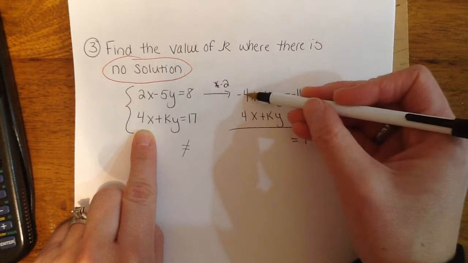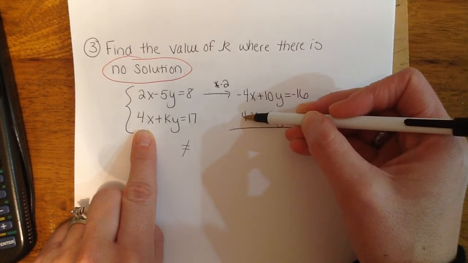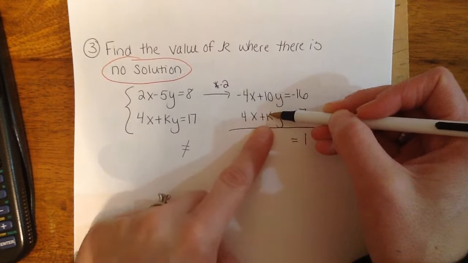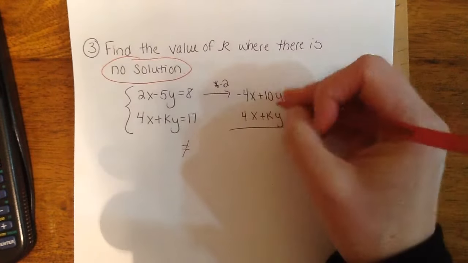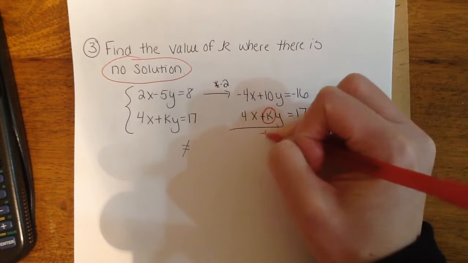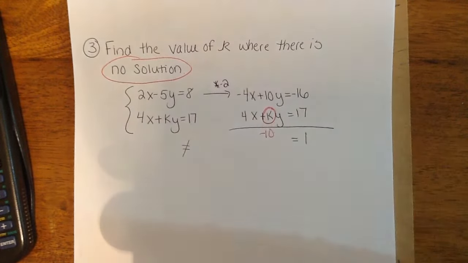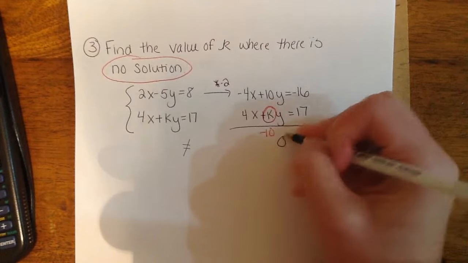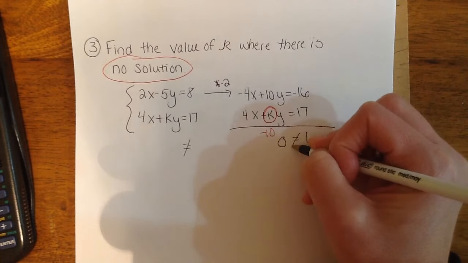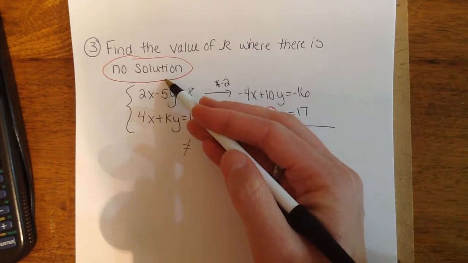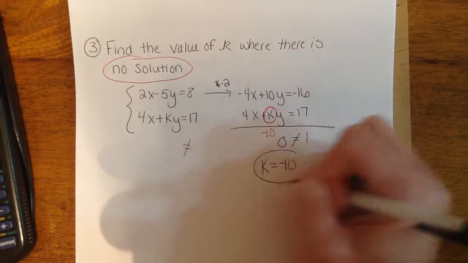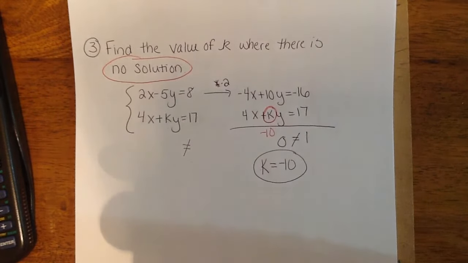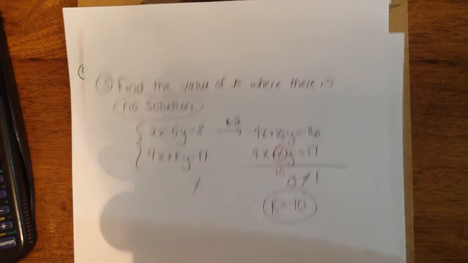Now, over here, notice this would become 0, which is what I wanted. But now the question is, what would k have to be? So in order for these to go away, the k value right here would have to be a -10. Then that would give me a 0 on the left and a 1 on the right, which is not true, which results in no solution. So that's what I'm looking for. I'm looking for my k value to be -10, and that would result in no solution. So again, you've seen no solution before, it just looks a little different.